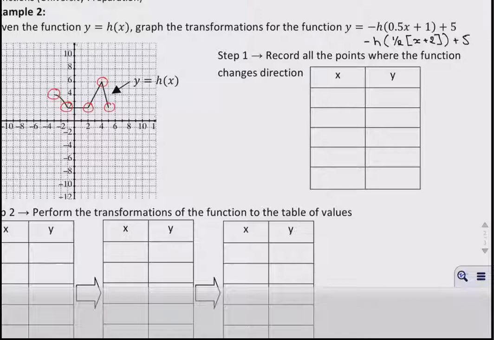So my first one is -3 and 4. So back 3 and up 4. My second point is -1 and 2. And then I have 2 and 2, 4 and 6, and 5 and 2.